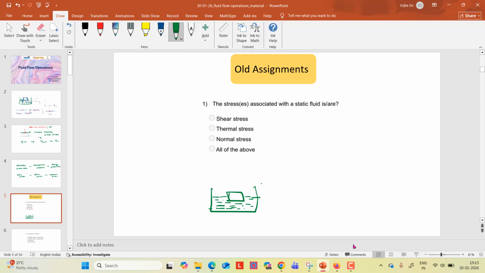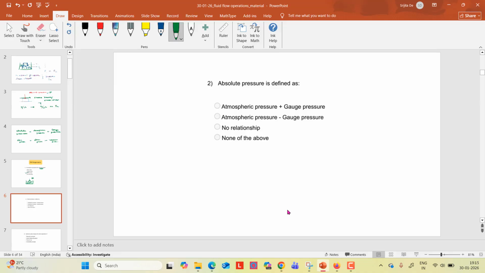So the answer is normal stress. The answer is normal stress. This is the only one, because if there is any shear, that means the fluid is flowing, right? But we have said that it is a static fluid. That means the fluid is stagnant. Next.